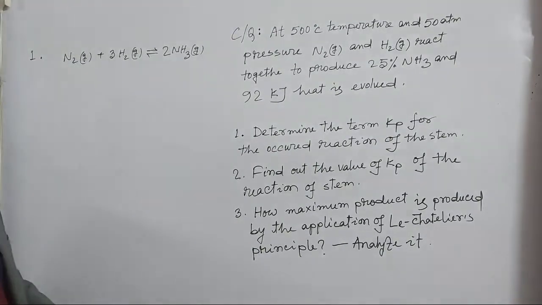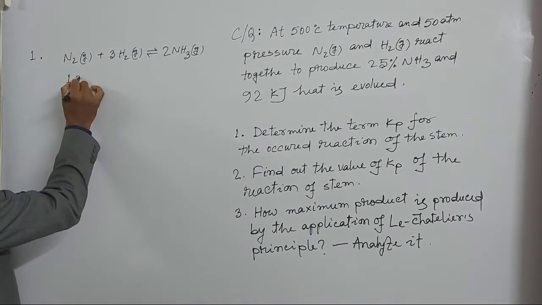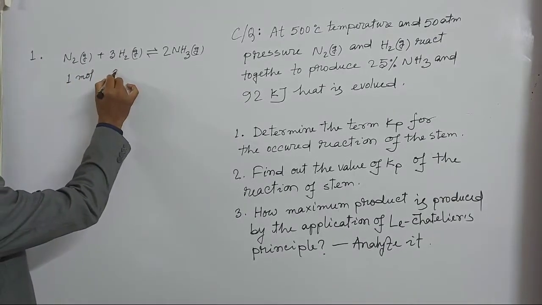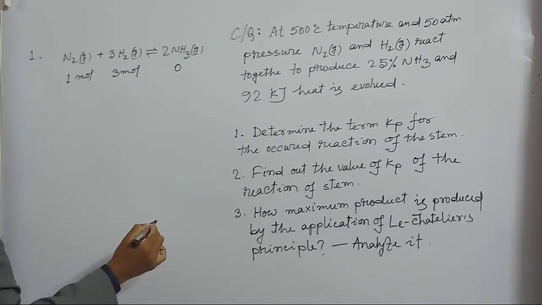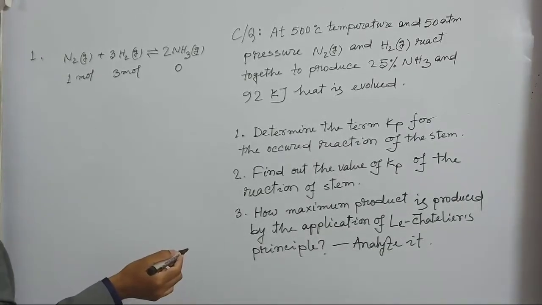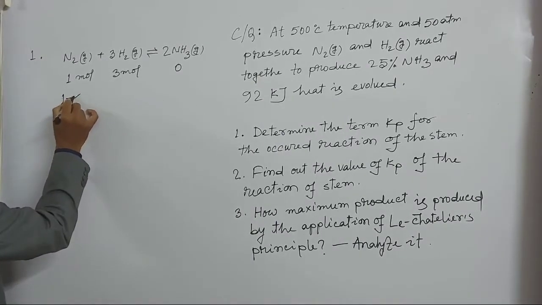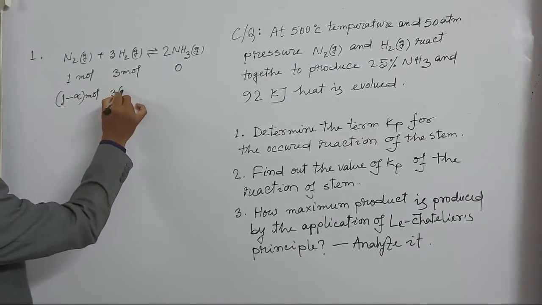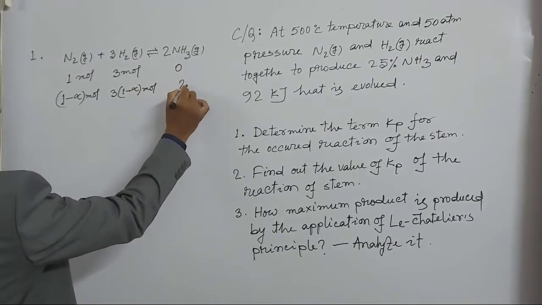However, dear students, at the initial state, the mole number of nitrogen is 1 mole and the mole number of hydrogen is 3 mole, and there is no product at the initial state. But at the equilibrium, if the degree of dissociation is alpha, then I can write here 1 minus alpha mole, 3 into 1 minus alpha mole and 2 alpha mole.